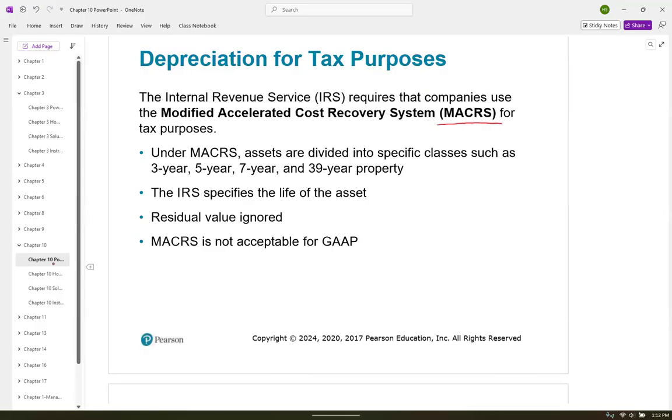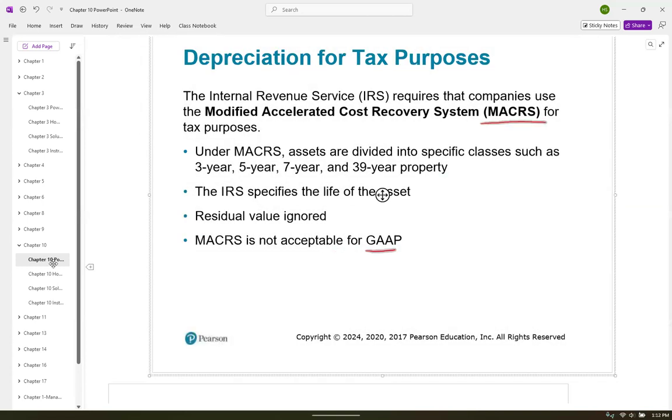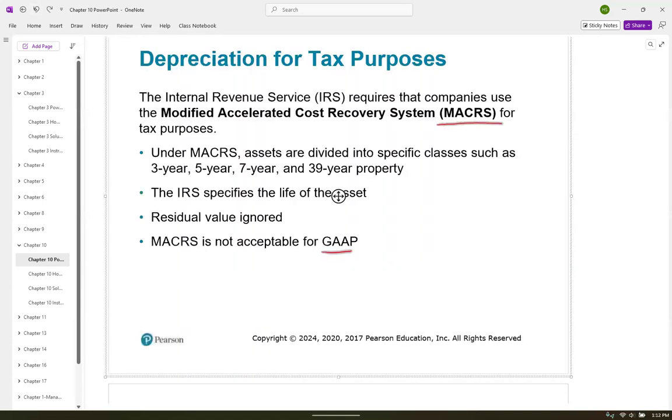Okay. MACRS is not acceptable for GAAP. If we're just like a small sole proprietorship, we can probably use MACRS as ours and keep it the same. But if you're a corporation and you're required to use GAAP for financial reporting, you can't use MACRS. Okay. It's not going to give us good information. It is just what the IRS came up with.